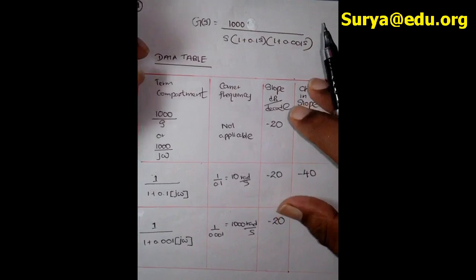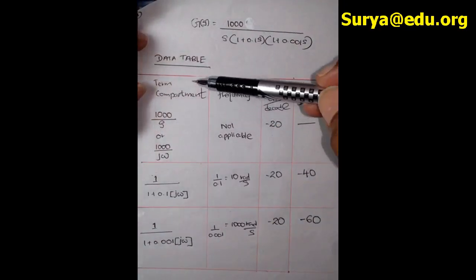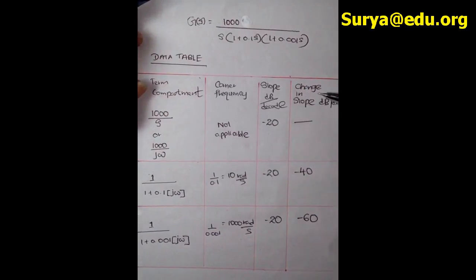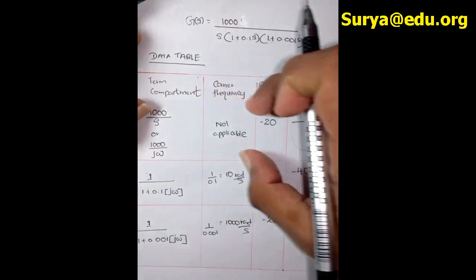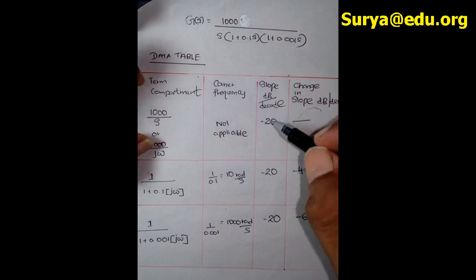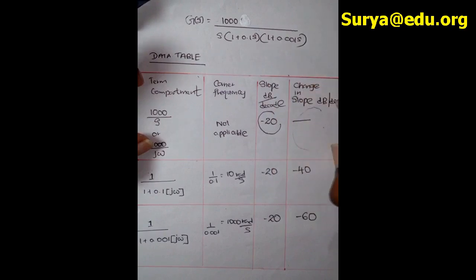I think you can remember that initially we calculated something called the data table. In the data table we calculated the change in slope. As this is the initial frequency, there won't be any change, because as this is the initial slope, there is no change.